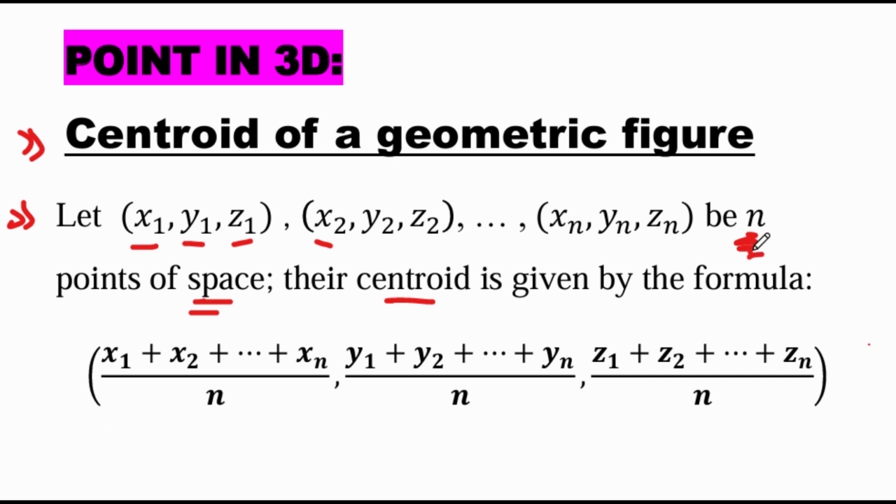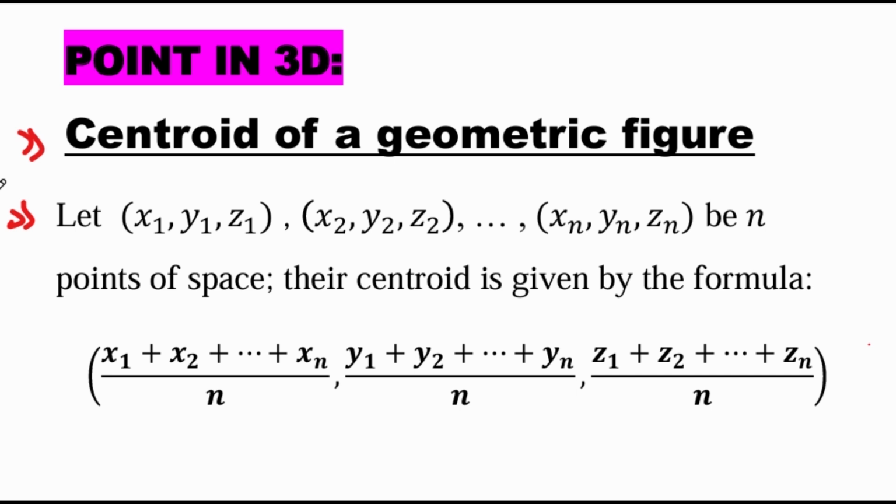If n equals 4, the geometric figure is a quadrilateral. This has 4 vertices and 4 sides. Take, for example, a square. Here, this formula will be x1 plus x2 plus x3 plus x4 over 4, y1 plus y2 plus y3 plus y4 over 4, and z1 plus z2 plus z3 plus z4 over 4. And this point will be the centroid of the square.